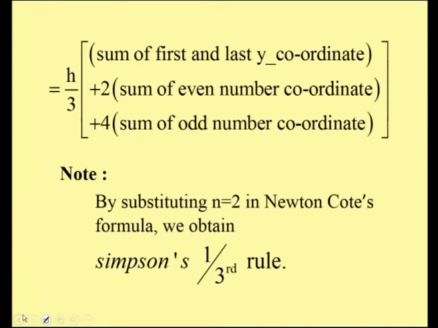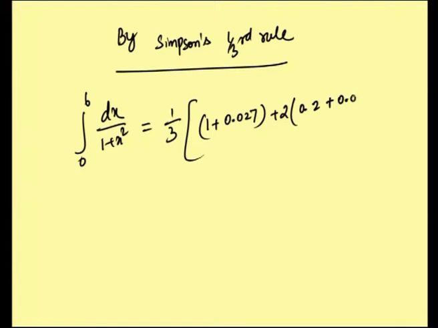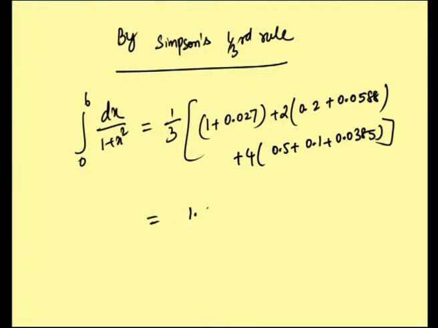Even number of coordinates is y2, y4. y2 is 0.2, y4 is 0.0588, likewise plus 0.0588, that is all, plus 4 times odd ordinates. Odd ordinates is y1 0.5 plus 0.1 plus 0.0385. After calculating this, we get the answer as 1.3662. This is the answer by Simpson's 1/3 rule.